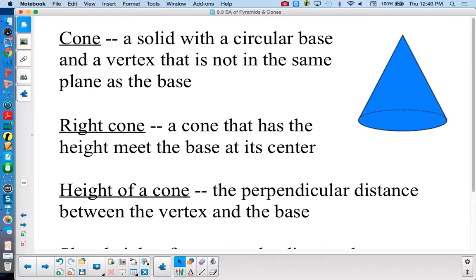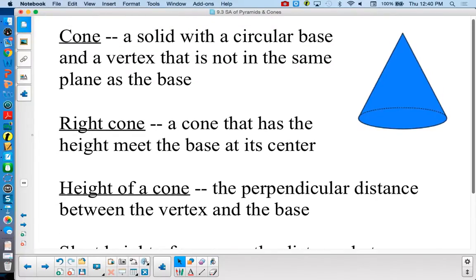A cone is kind of like a circular-based pyramid, but it's really not that because it doesn't have straight sides. So a cone is a solid with a circular base and a vertex that is not in the same plane as the base. So the vertex is that top point.